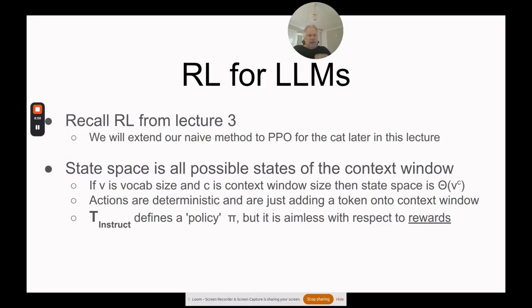So that's a policy. From the definition of an MDP, or a definition of setting up these reinforcement learning problems, the T sub instruct is a policy. It takes us from any state and decides what action we will apply. Once we apply that action, it'll take us to another state, further along. Okay, so it's aimless with respect to rewards, though. It's a policy, but there's no notion of reward yet.